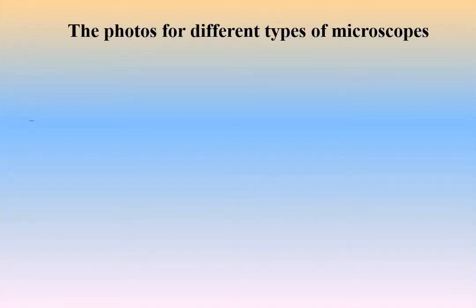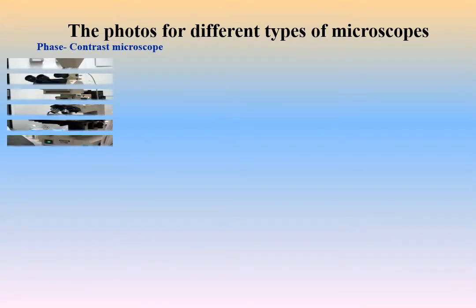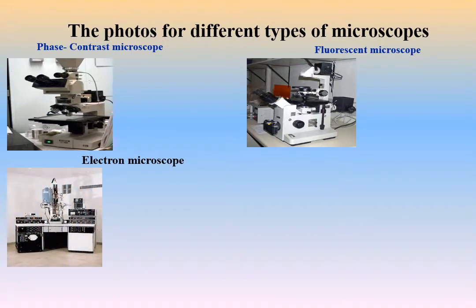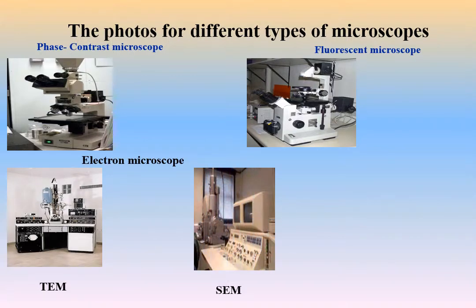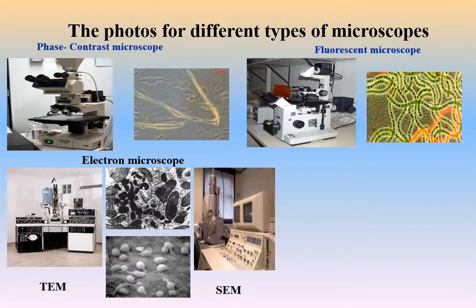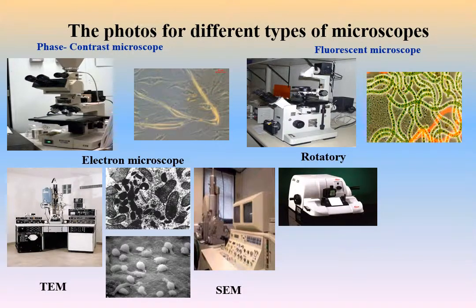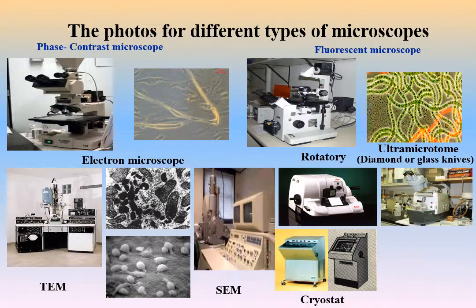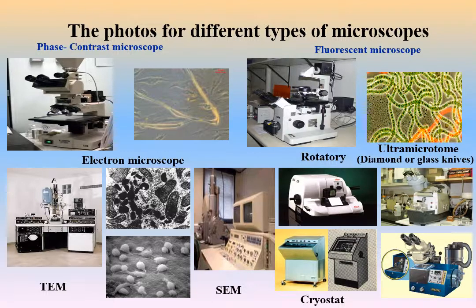The photos for some different types of microscopes important for histological study, as phase contrast microscope, fluorescent microscope, electron microscope, both types, transmission electron microscope and scanning electron microscope, and the corresponding explanation slides for each, together with some different types of microtomes used for cutting histological sections, as rotatory microtome for cutting paraffin sections, cryostat for cutting frozen sections, ultramicrotome for cutting electron microscope sections, are all collected from the net site www.google.com.